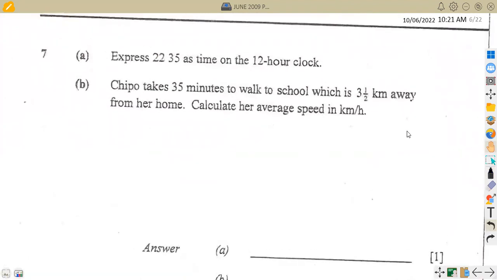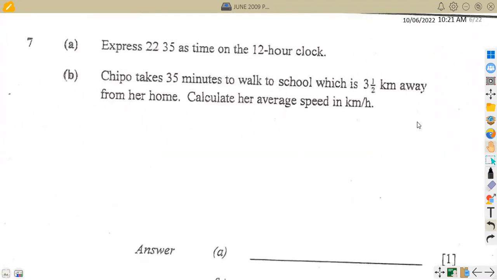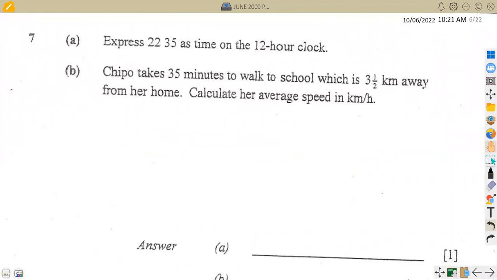Okay, number 7, Chipo. Sorry, let us start with part A. Express 22:35 as a time in 24-hour clock. Okay, this is actually 24-hour notation. 22, we know that this is actually 10. So it's going to be 10.35 p.m. So this is p.m., guys. 12-hour notation, guys. I just hope we are used to it.